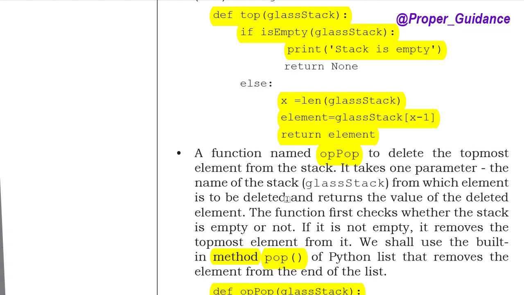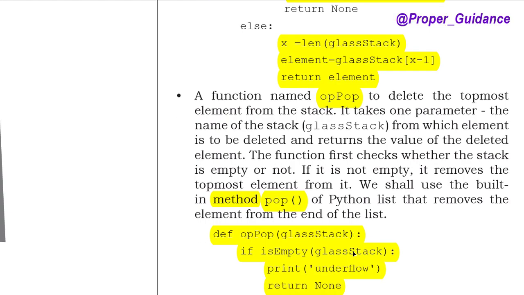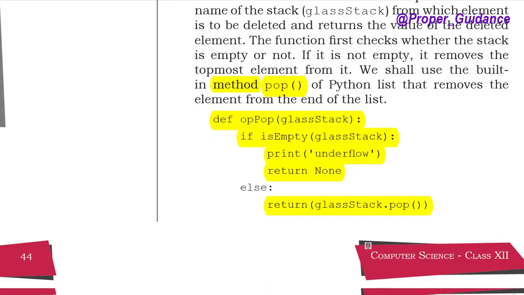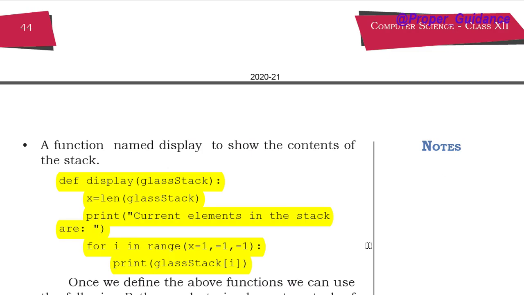It takes one parameter, the name of the stack from which element is to be deleted, and returns the value of the deleted element. The function first checks whether the stack is empty or not. If it is not empty, it removes the topmost element from it. We shall use the built-in method pop of Python list that removes the element from the end of the list. And here is the coding. You people please go through this coding. This is very easy one.